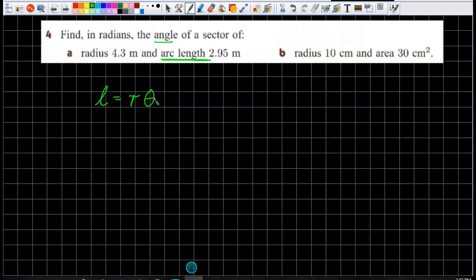All right? Do we have the arc length? Yes, we do. It's 2.95. What else do we have? We've got the radius. Can we get theta by itself?